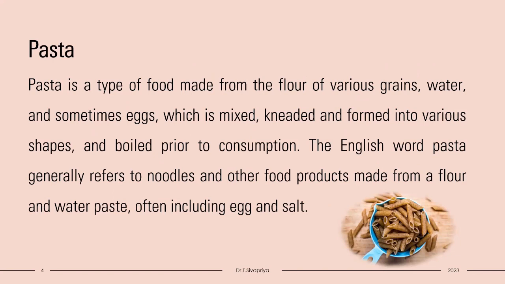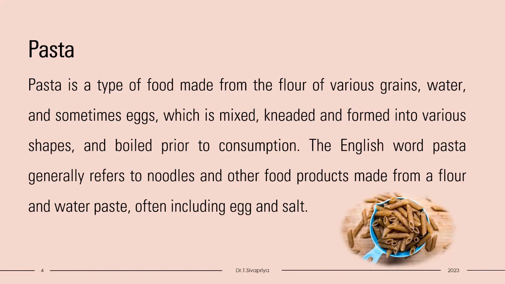The English word pasta generally refers to noodles and other food products made from a flour and water paste, often including egg and salt. Dried Italian-style pasta is made from durum wheat semolina, which gives it a light yellow color and a slightly chewy texture when properly prepared.